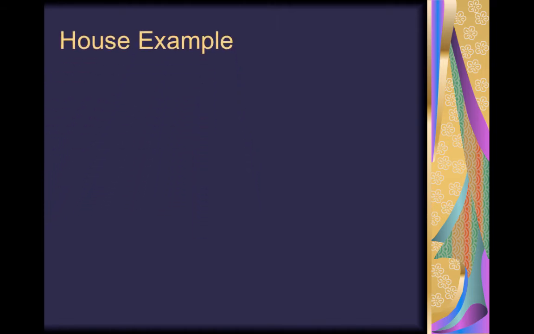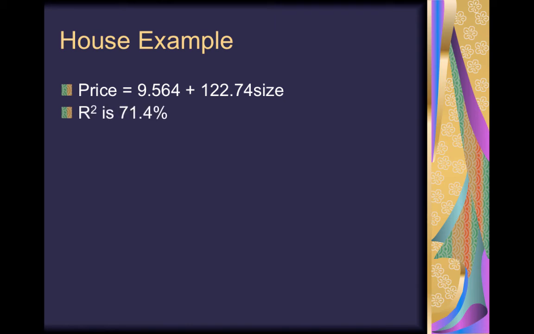Going back to the house example. So our house equation was predicted price. That price should have a hat on it, I'm sorry. But the predicted price is equal to 0.9564 plus 122.74 times the size. We end up getting an R-squared value of 71.4%.